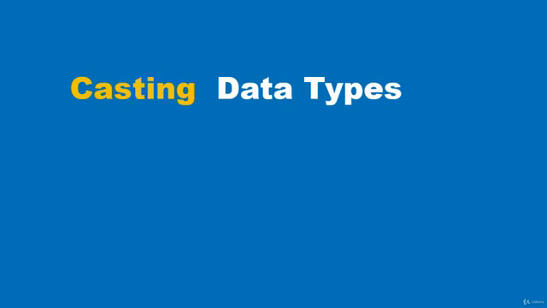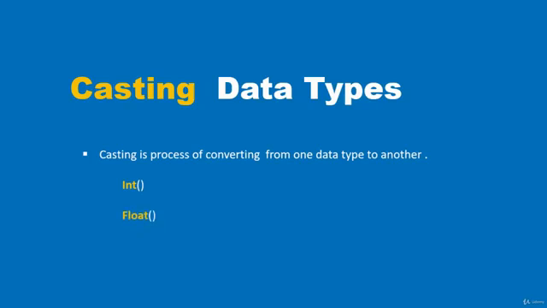What is casting? Casting basically is the process of converting from one data type to another data type. There are several functions that you can use in casting. For example, if you want to cast a value that is in a different data type to an integer, you use the int function. If you want to cast to a floating point number, you use a float function. And if you want to cast to a string, you use the str function.